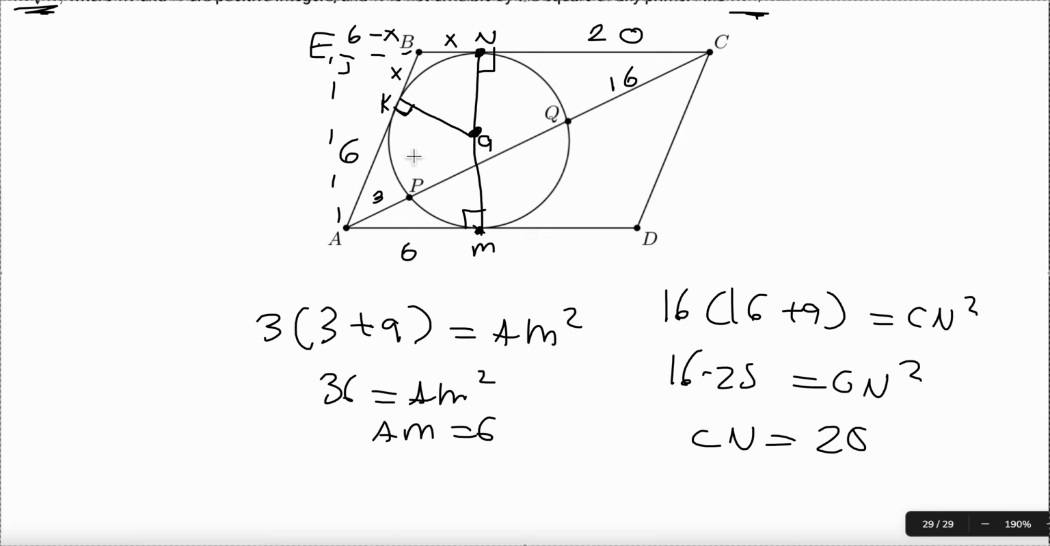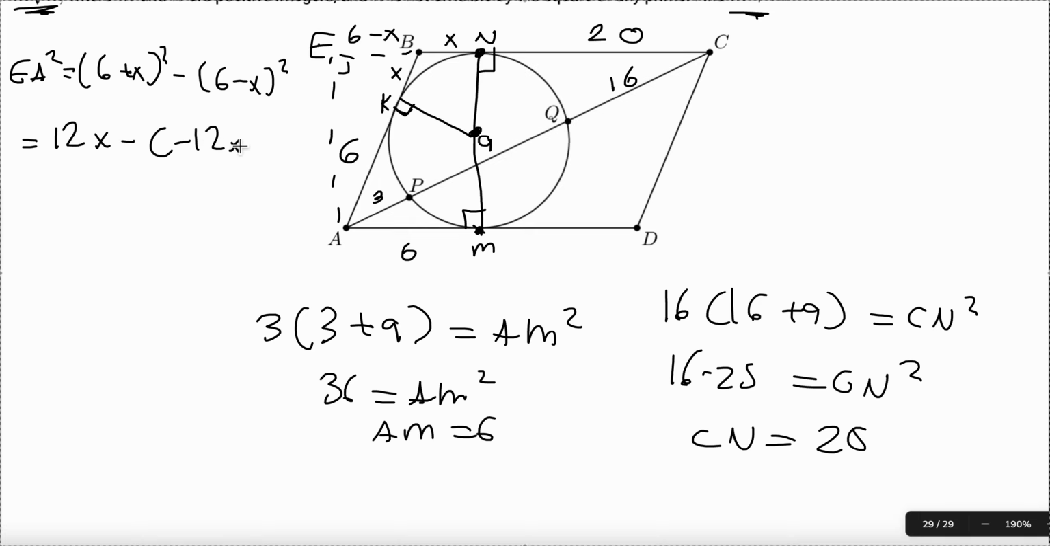EA squared is going to equal (6 plus x) squared minus (6 minus x) squared. The 6 squared and 6 squared cancel, the x squared and x squared cancel, so we're left with 12x minus negative 12x, which equals 24x. So EA is going to equal the square root of 24x, which is 2 square root of 6x. Note that x is also inside the square root, so that's important.